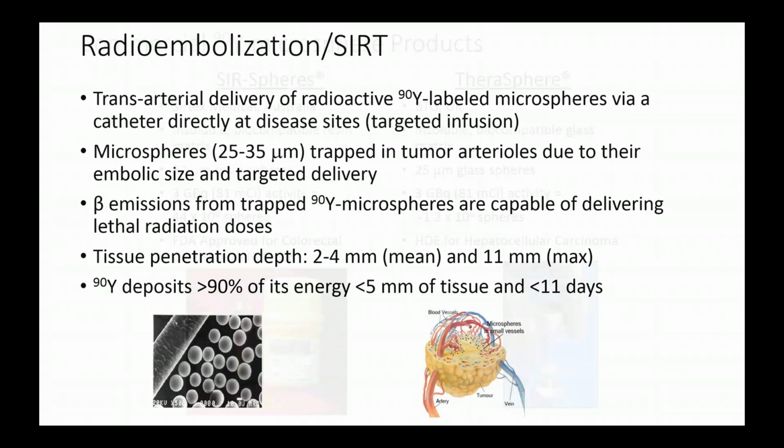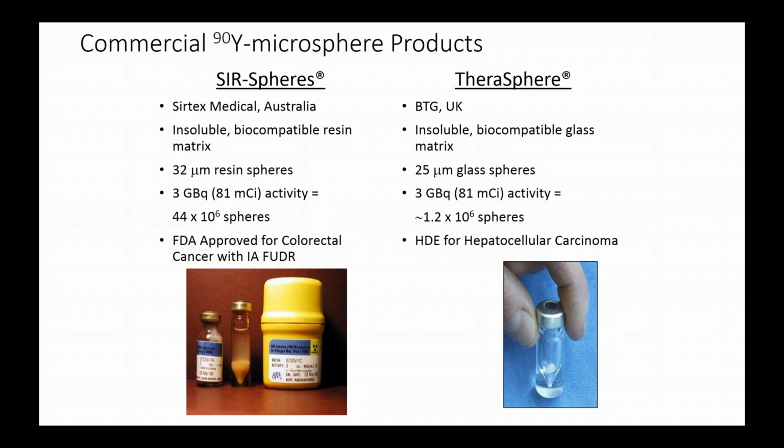There are 2 commercially available microsphere products in the United States. They're actually available worldwide, but in the U.S., SIR-Spheres is the resin matrix, and they're about 32 microns in size, and at 3 gigabecquerels, which is the activity, there's about 44 million spheres at the time of calibration. And then the TheraSpheres, the glass microspheres, again, they are glass, slightly smaller, but not significantly smaller, and there's about 1.2 million spheres for the same activity. But they have slightly different indications in the U.S. SIR-Spheres are approved for colorectal cancer with intra-arterial FUDR, which is no longer done anywhere, but that's the indication.